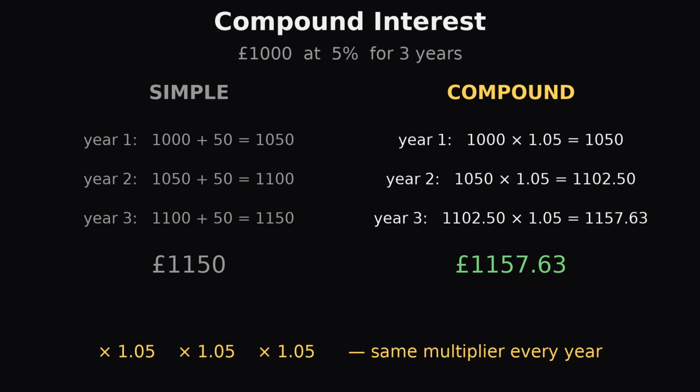And notice what compound interest is actually doing. It's multiplying by 1.05 every single year, multiplying by the same number each time. That is a geometric sequence, which is exactly why this topic sits here.